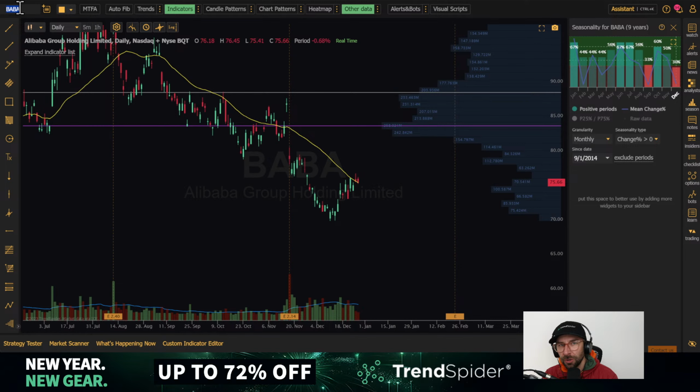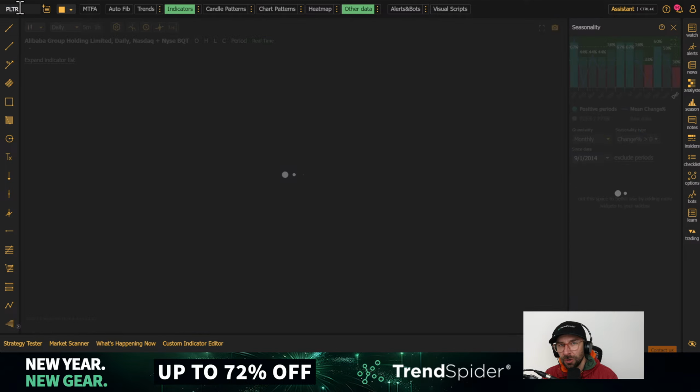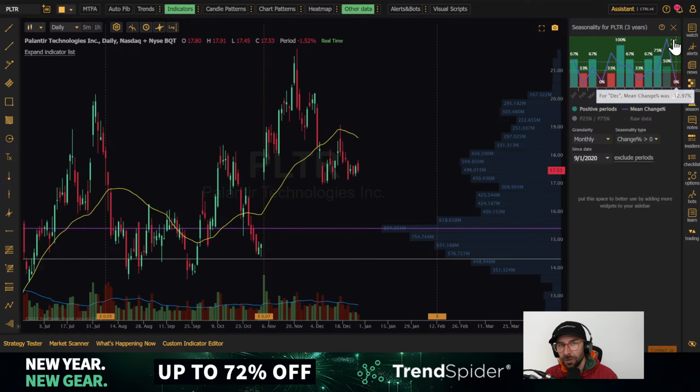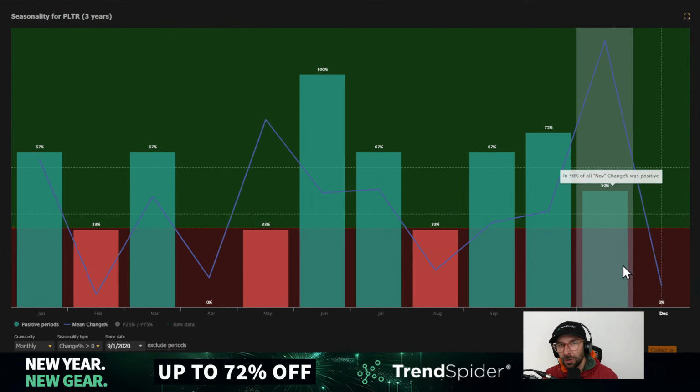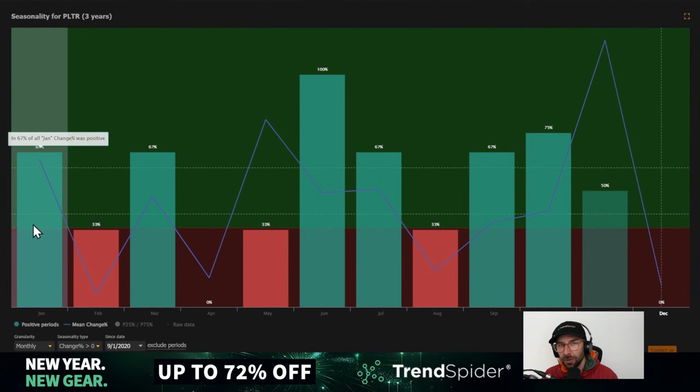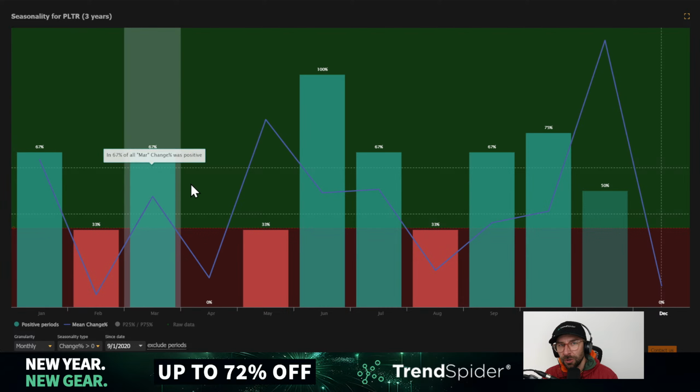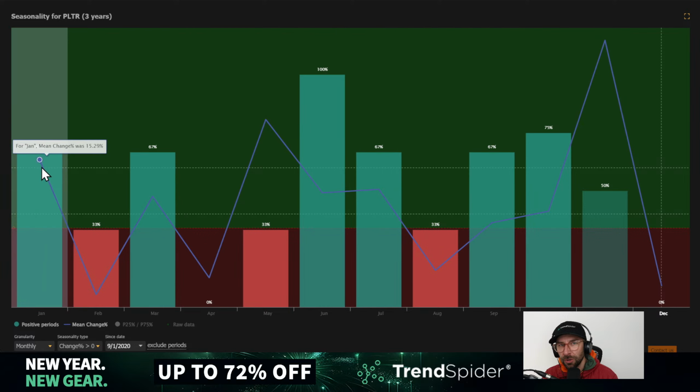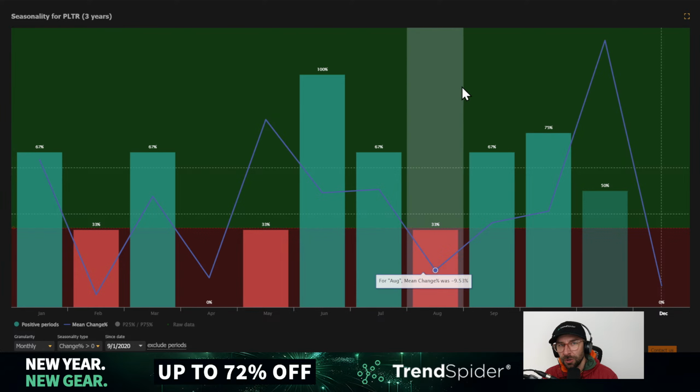And then PLTR. Lousy in December. January is the third strongest month of the year, but it aligns with quite a few of them. 67% win rate in January. Mean change 15.29% since 2020.